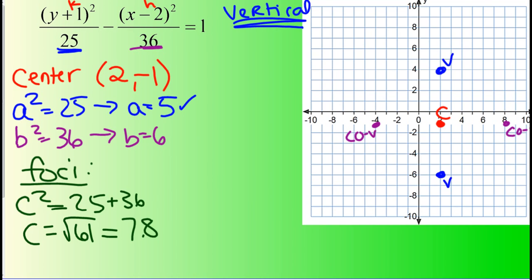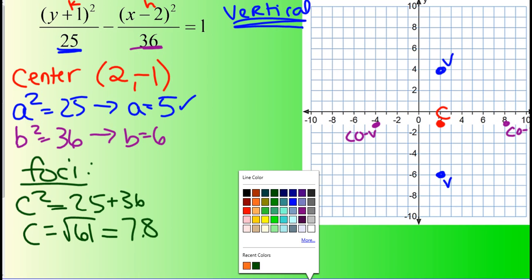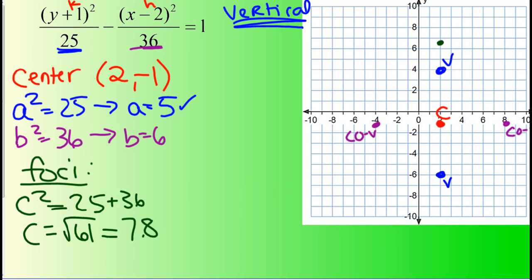Remember that each focus goes with each vertex. So when you graph that, each focus has to go with each vertex. So I went up and down for each vertex, so I need to go up and down for each focus. It is 7.8. So I go up to the 5, 6, 7.8-ish right there. Label it with an F for my focus.